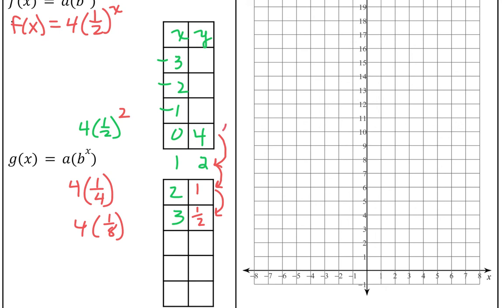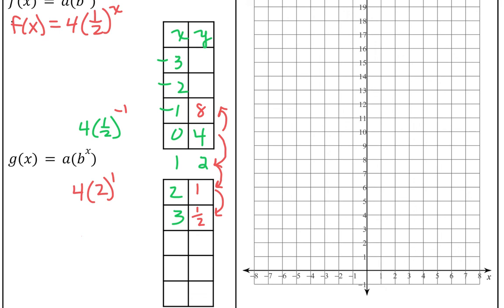So what would happen if the x went the other direction? What if x was -1? 4 times 1/2 to the -1. Well, we said in our notes last week, when we have a fraction to the negative first power, it flips that fraction over. That's the same as 4 times 2 to the +1. Well, that's 8. So now look what's happening.